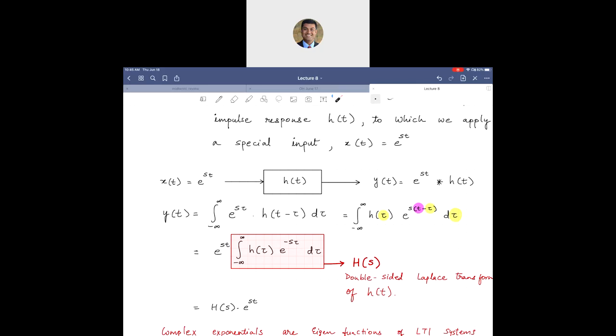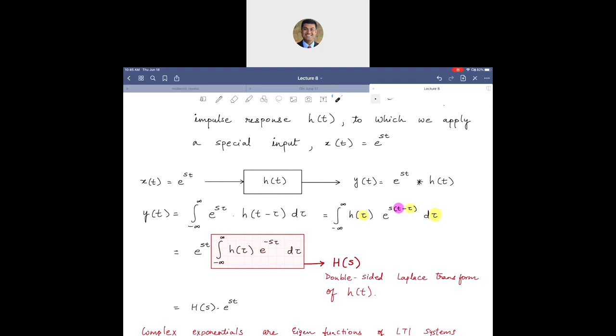This is also referred to as the double-sided Laplace transform of h of t. It's double-sided because tau is scanning from negative infinity to infinity. So if you are given some signal h of t, you can plug it into this integral, multiply it with e to the negative s tau, where s is a complex variable, and finish up the integral, and that would be the Laplace transform of h of t.